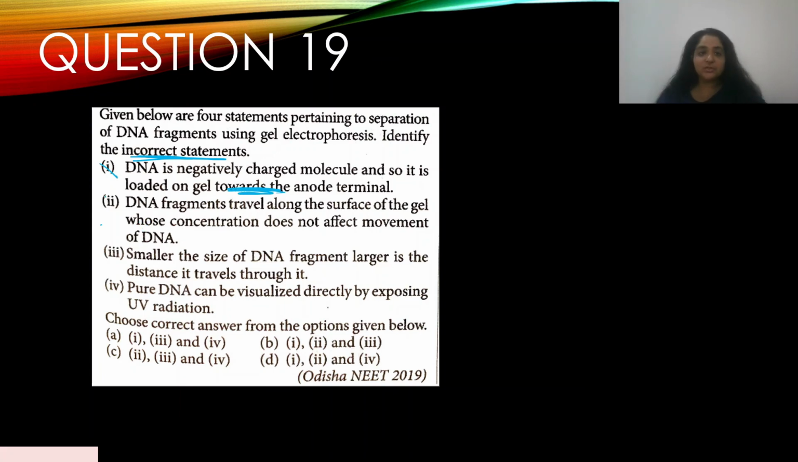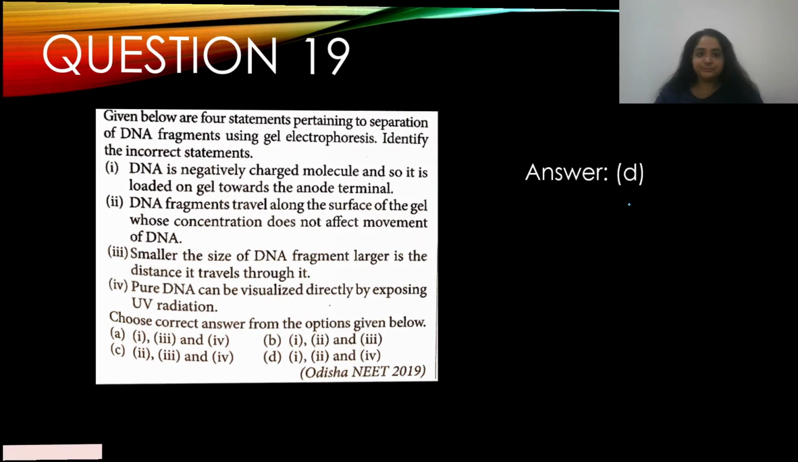Concentration does affect the movement of DNA, so 2 is also incorrect. 3, the smaller the size of the DNA fragment, the larger the distance it travels through the gel. Yes, that's correct. Pure DNA can be visualized directly by exposing it to UV radiation. No, that's incorrect. You need a fluorescent dye for it. So 4 is incorrect. So 1, 2 and 4. So the answer is D. This appeared in NEET 2019. So the answer is D over here.